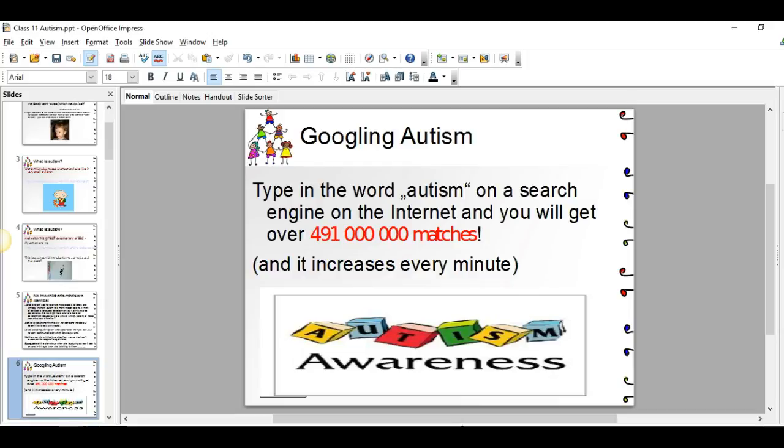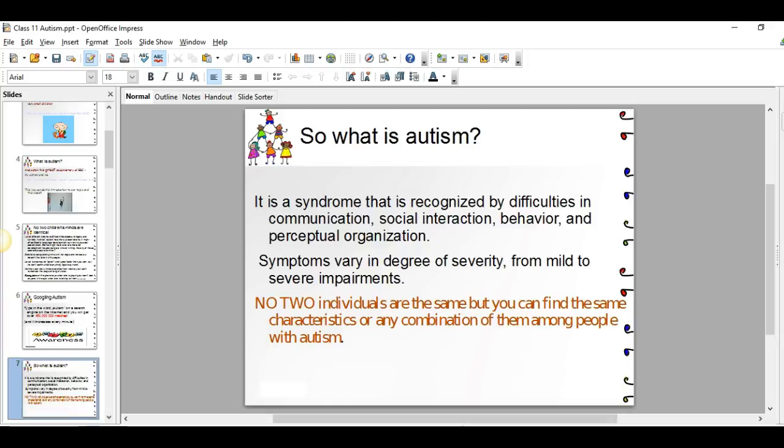If you Google autism on a search engine on the internet, you get over 491 million matches in less than a minute, and these links also increase every minute. That's how popular autism is today, and we know more and more about it. So there's more and more links. Now, how do you make sense out of it? So this class will hopefully help you understand some of the current issues and research on autism.